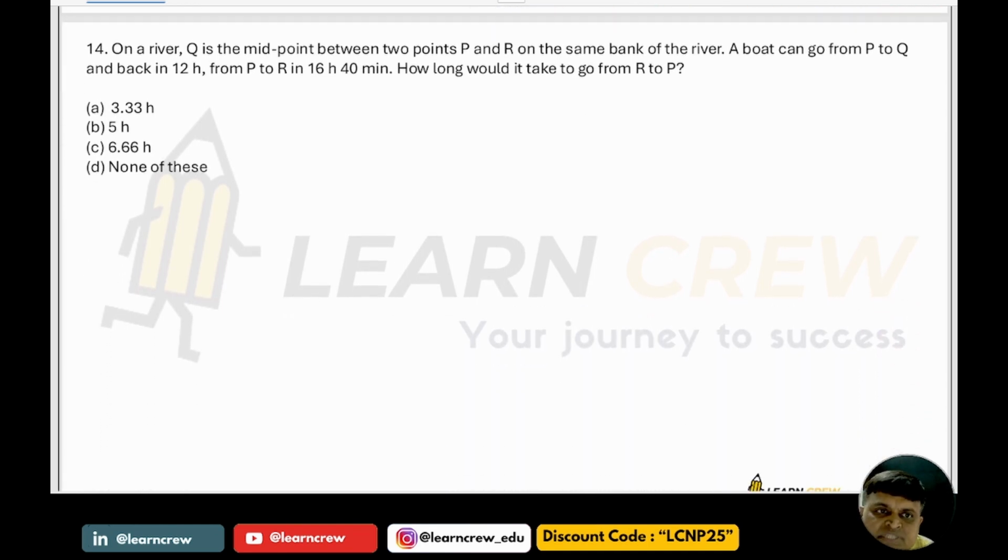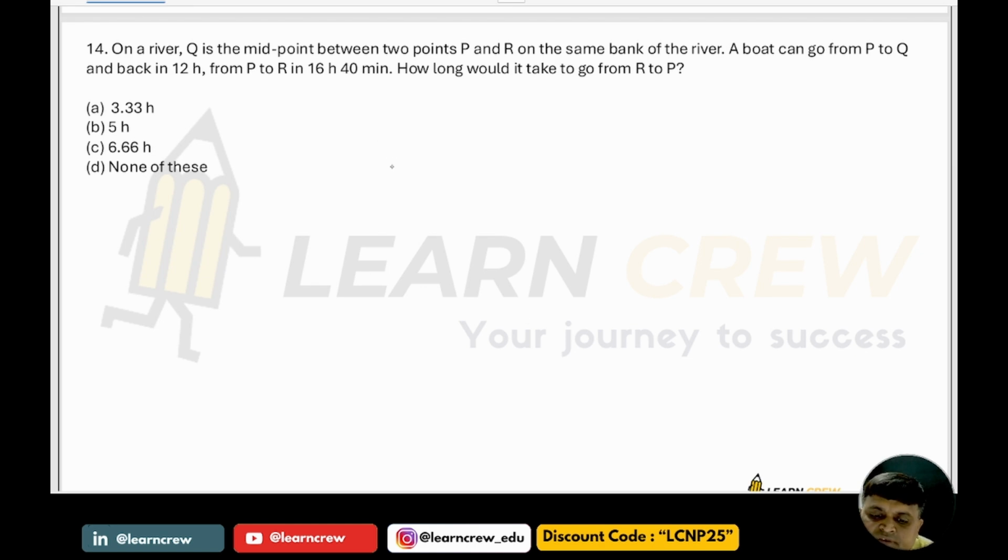Next question number 14. On a river, Q is the midpoint between the 2 points P and R on the same bank of river. A boat can go from P to Q and back in 12 hours, and from P to R in 16 hour 40 minutes. How long would it take to go from R to P?